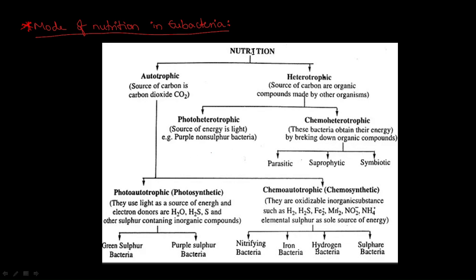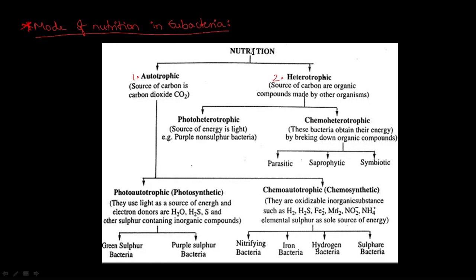Now, when we come to mode of nutrition in eubacteria, it is generally of two types, that is photoautotrophic and heterotrophic. In photoautotrophic, the organism is capable of making its own food. In heterotrophic, the organism derives energy from other organisms or by the products formed from other organisms.